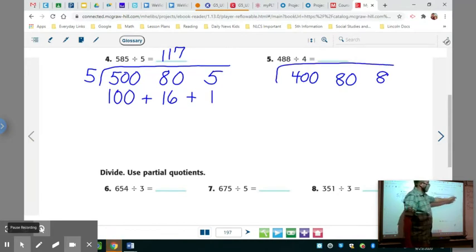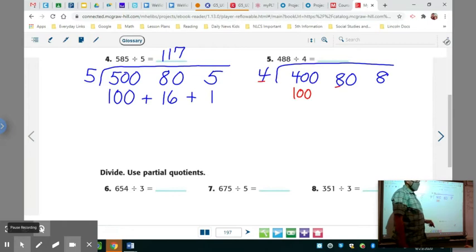Put a 4 right here. No, 12. Over there. 12. Okay, go ahead. How many times? 100 times. Okay, now 4 goes into 80. How many times does 4 go into 8? 2. How many zeros? 1. How many times does 4 go into 8? 2. Add those together, what do you get?